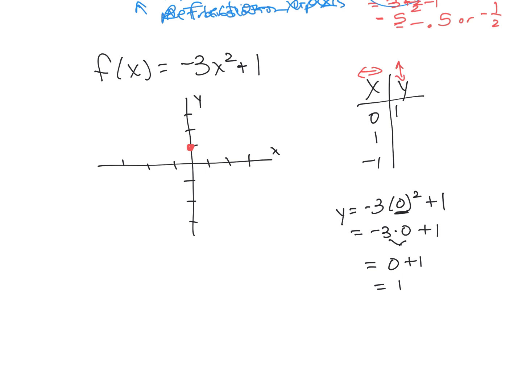Okay. So now let's look at when x is 1. So we have y equals negative 3, 1 squared plus 1. So we have negative 3 times 1. You have to do this first, your power of 2 first. Think of PEMDAS. Then we have to multiply first. So negative 3 times 1, which is negative 3. Plus 1, negative 3 plus 1 is negative 2.